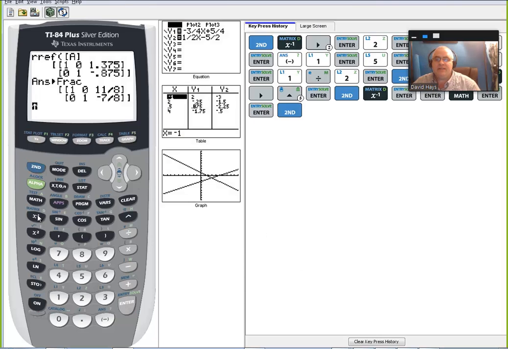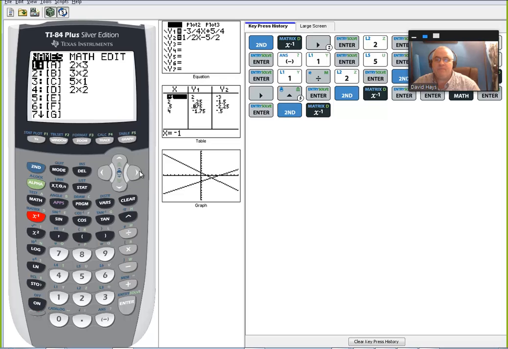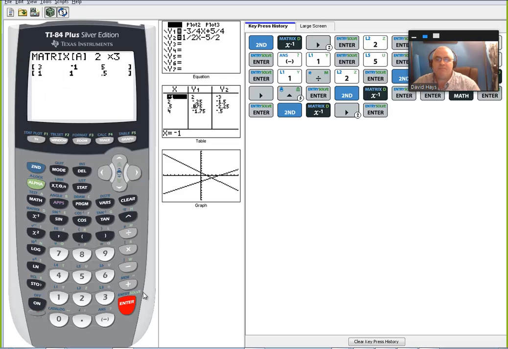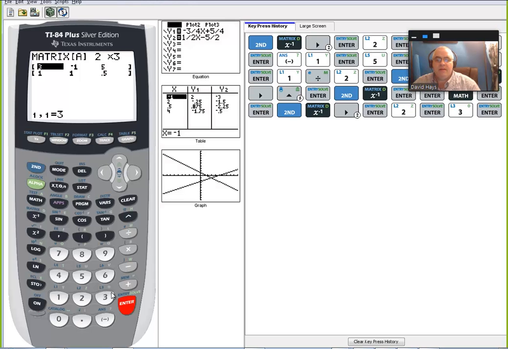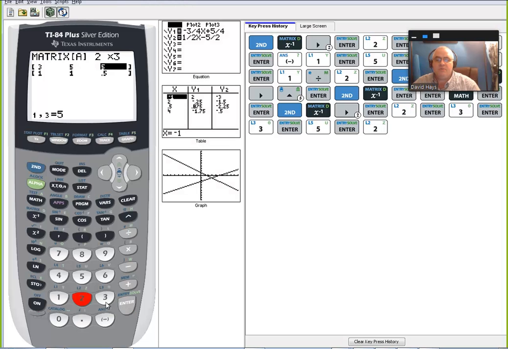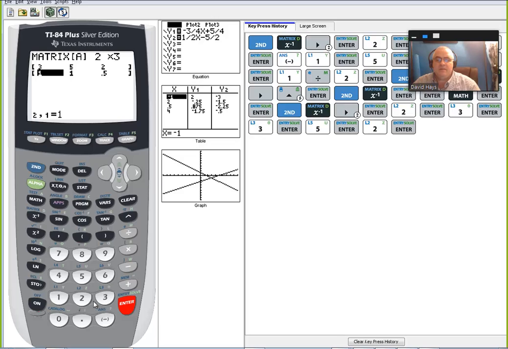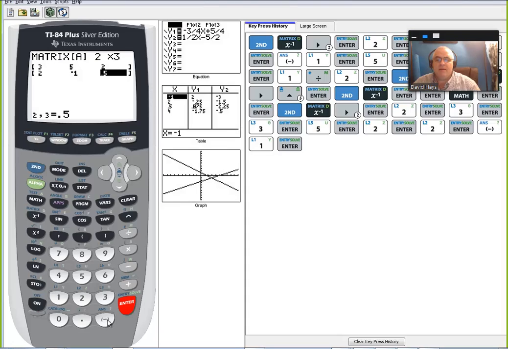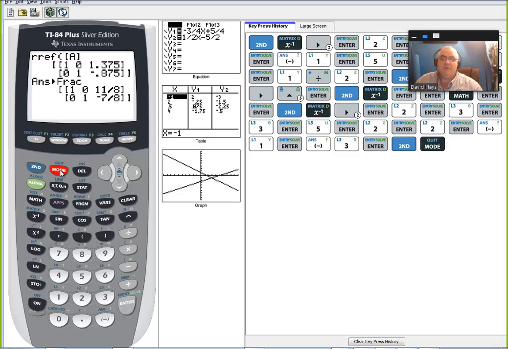So I do second, x and negative 1, to go back in the matrix menu. I want to go over to edit. So I left arrow once or right arrow twice. Do enter on A. It wants the size of the matrix, so we'll do 2 by 3. So do 2 enter, 3 enter. And then we'll do 3, 5, 2, 2, negative 1, and negative 3. And then I'll exit out. So I'll do second mode.